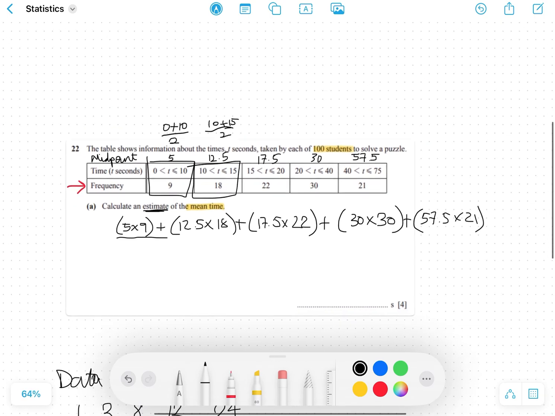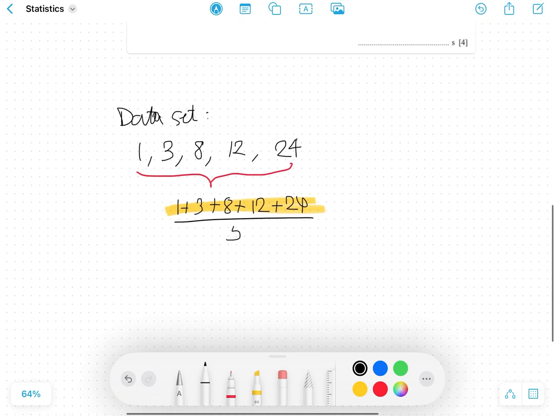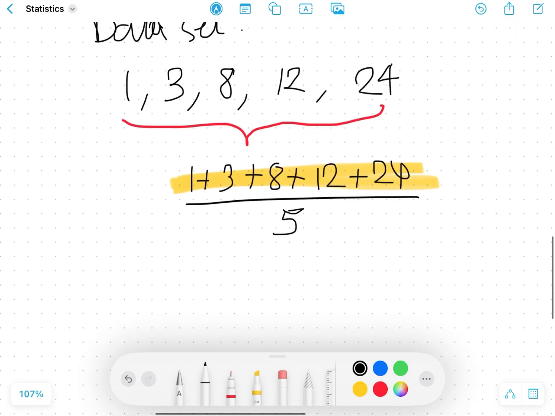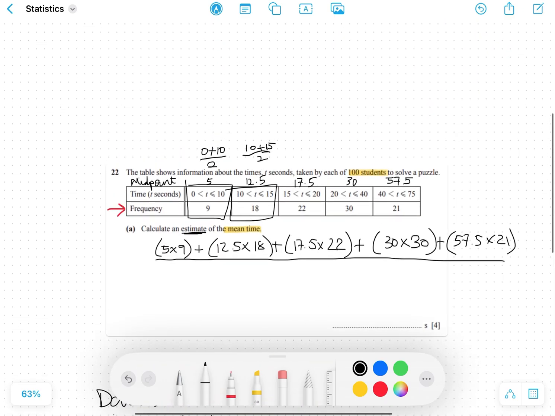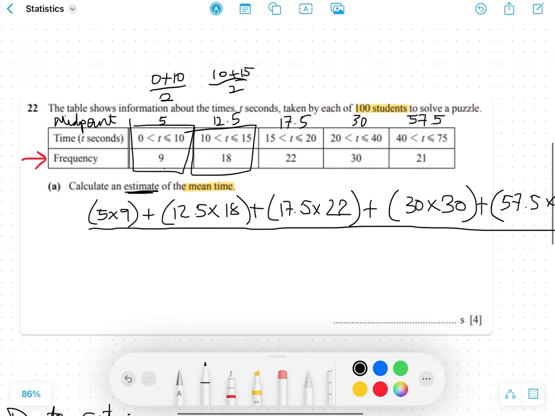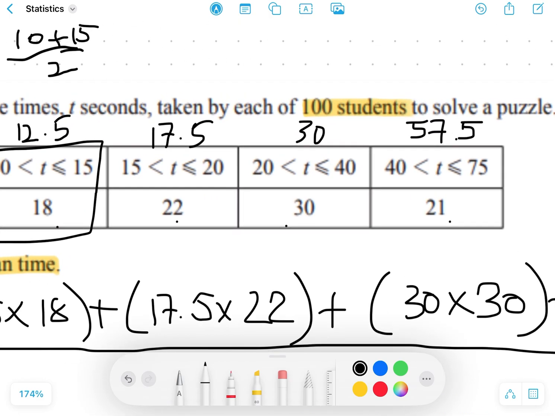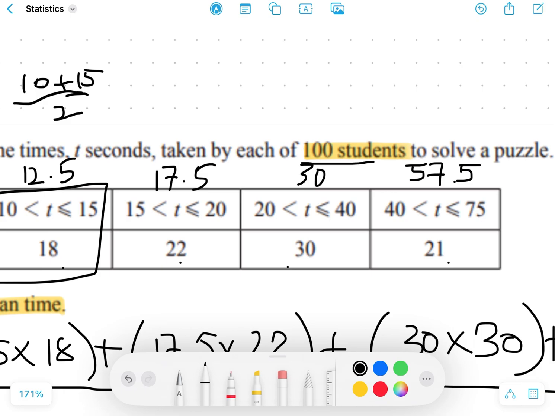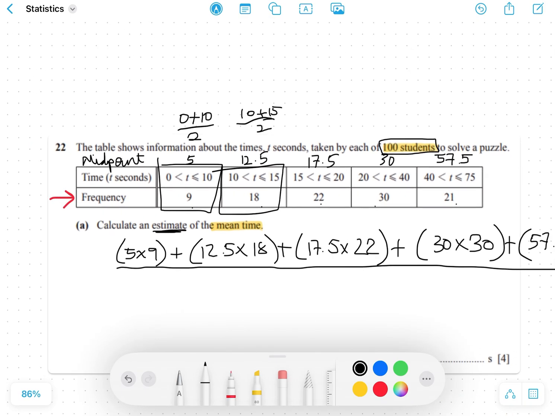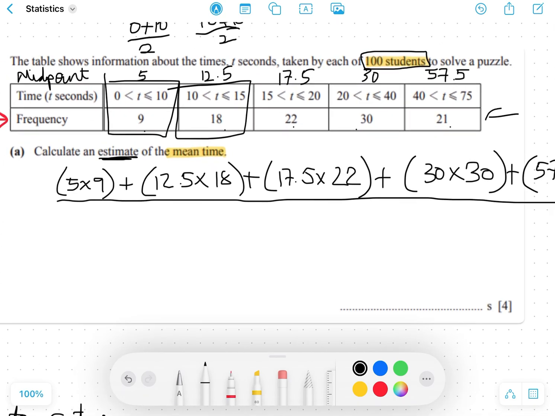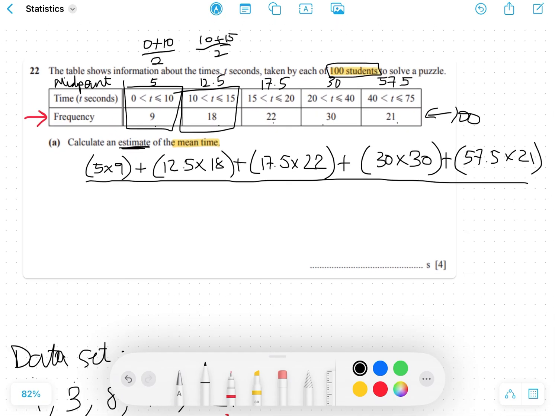Similar to what we did down here, where we divided by how many entries there are, which was 5, because there are 5 unique numbers, in here we could add up the frequency of each of these to give us how many entries there are. Or it's given to us subtly here: it says there are 100 students. Therefore, this will all add up to 100. If you check on a calculator, it does. So you divide all of this by 100, and that's an estimate of the mean time.